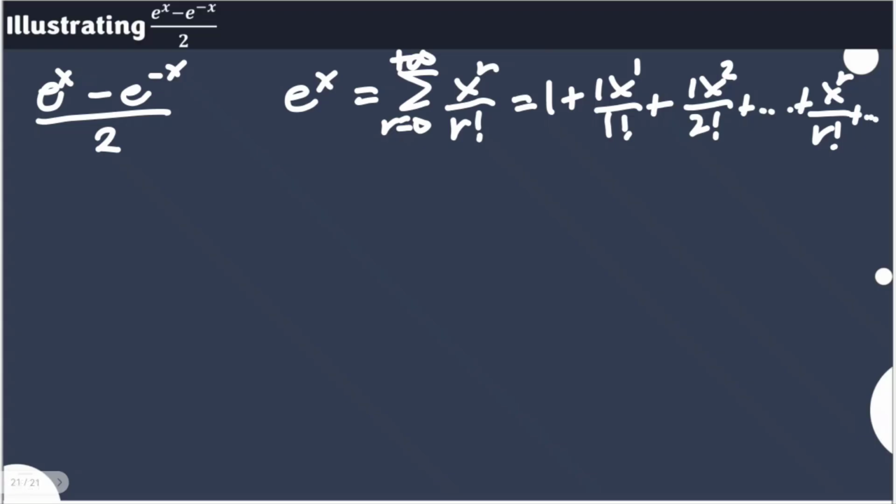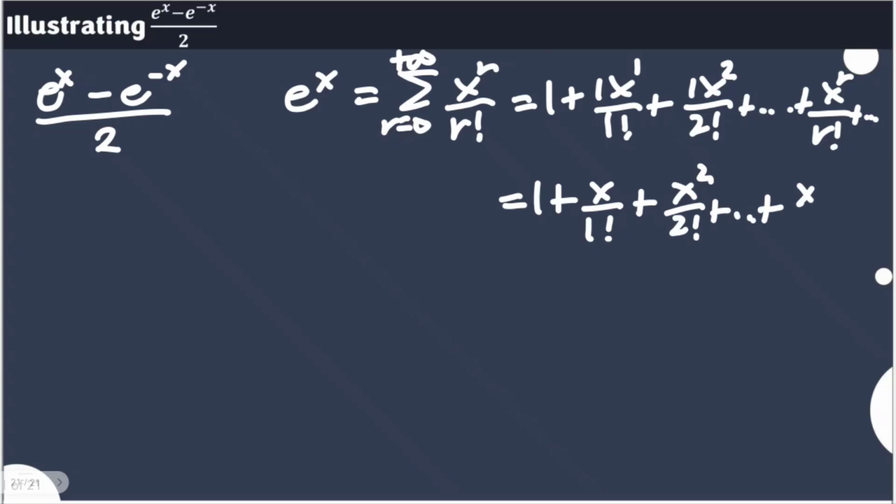In simplified form, it's just equal to 1 plus x over 1 factorial, without simplifying the factorial notations, plus x squared over 2 factorial, plus so on until you have x to the power of r over r factorial as well. We'll be using that later on in this item.